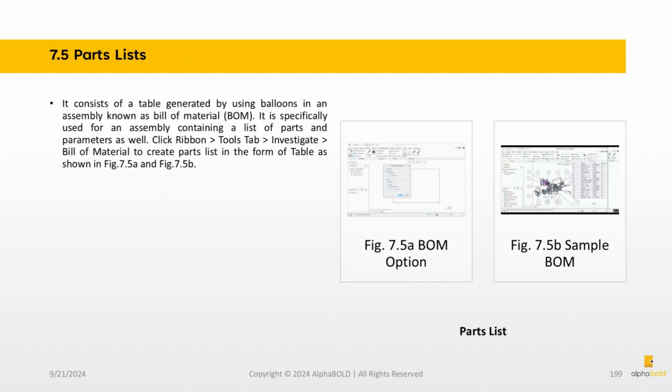Parts list consists of a table generated by using balloons in an assembly, known as the bill of material, BOM. It is specifically used for an assembly containing a list of parts and parameters as well. Click ribbon, Tools tab, Investigate, Bill of Material to create a parts list in the form of a table.